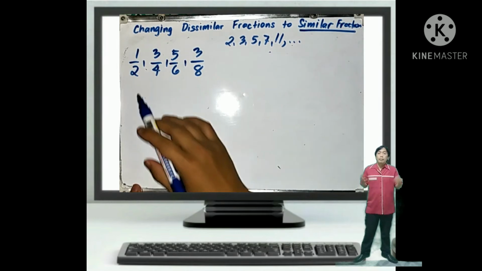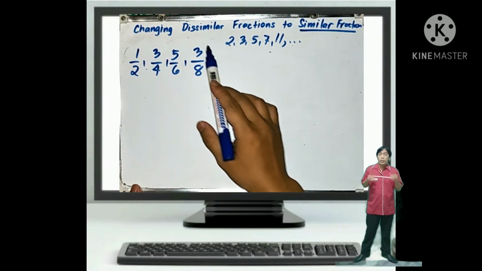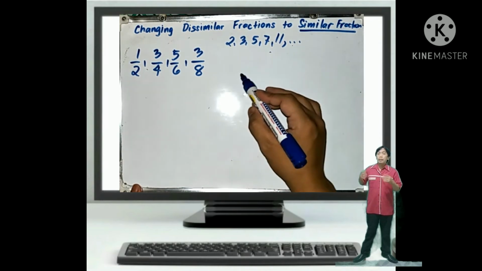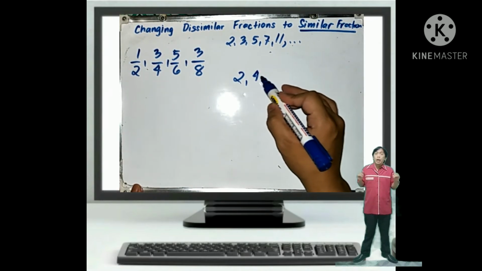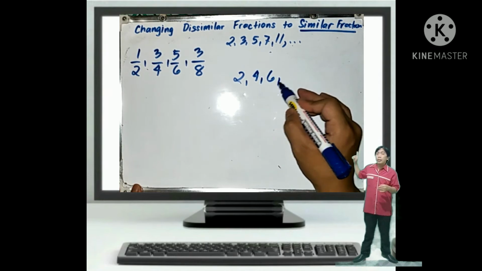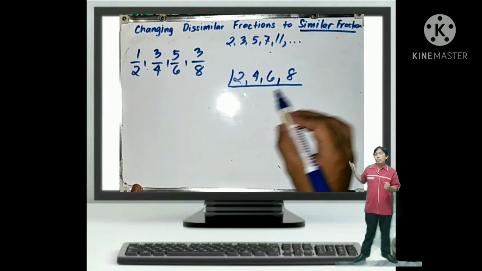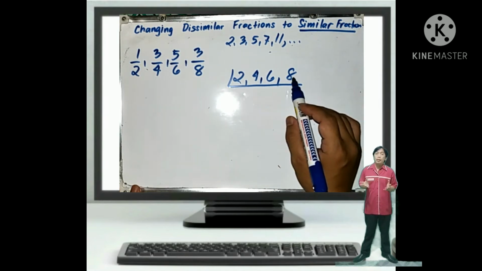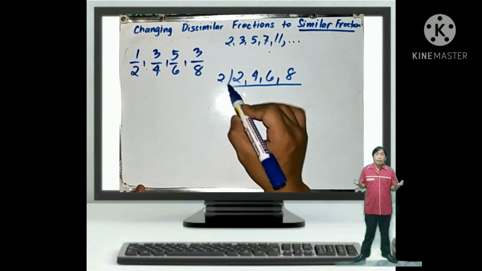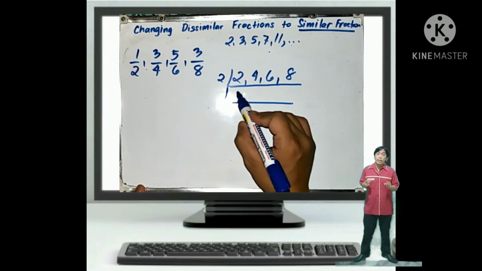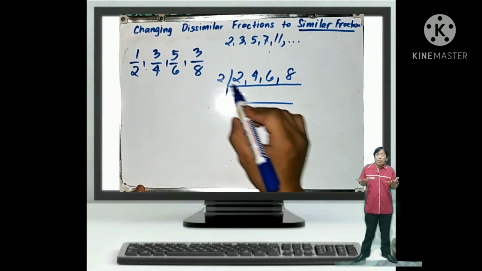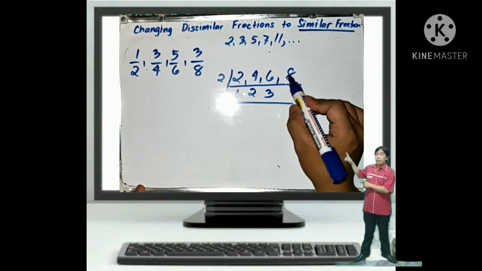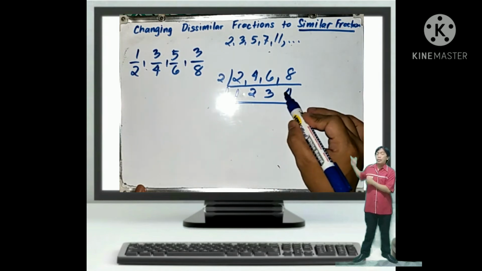Okay, so this time we have 4 fractions. They are dissimilar. We are changing them to similar fractions. Now, we will get what we call the LCD of 2, 4, 6, and 8. Again, we will be thinking of a prime number we will use to divide these numbers. Now, I will be using 2. 2 divided by 2, the answer is 1. 4 divided by 2, the answer is 2. 6 divided by 2, the answer is 3. 8 divided by 2, the answer is 4.